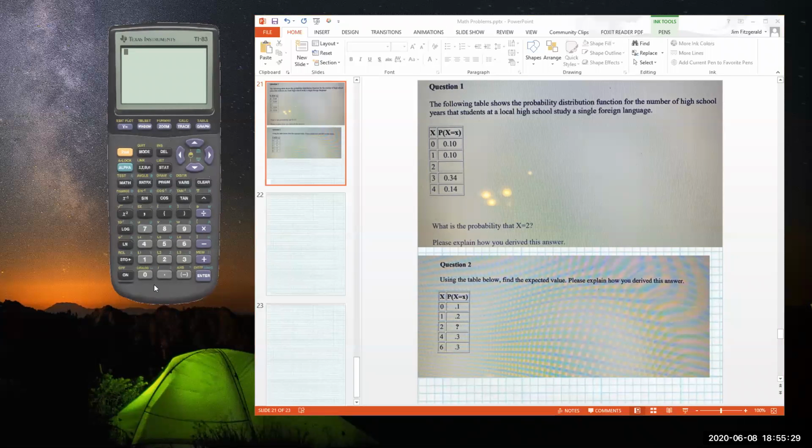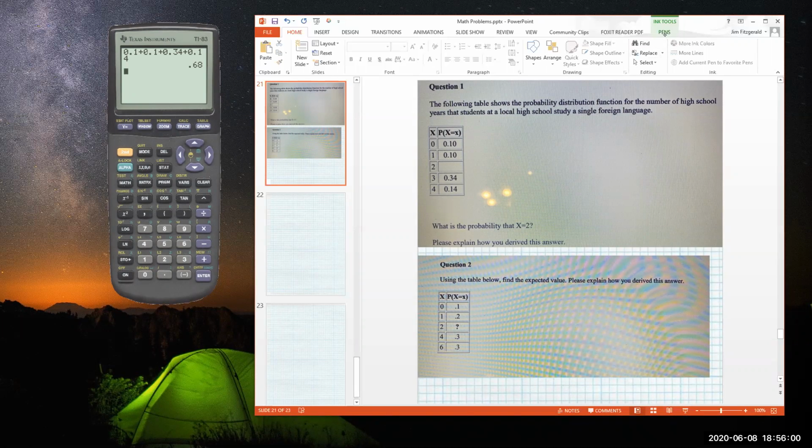So if I look over here, if I add these up, I have 0.1 plus 0.1 plus 0.34 plus 0.14, and so I get 0.68. So the probability of these 4 things happening, 0, 1, 3, or 4, is 68%. So the probability that 2 is going to happen is going to be 1 less than that.